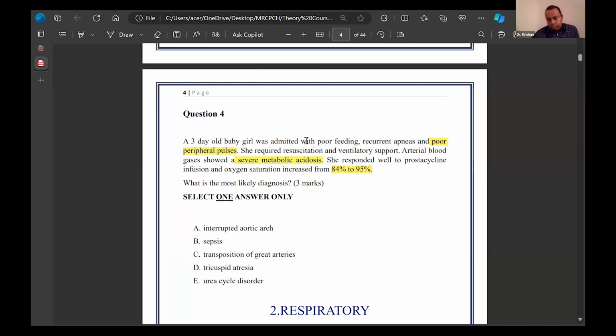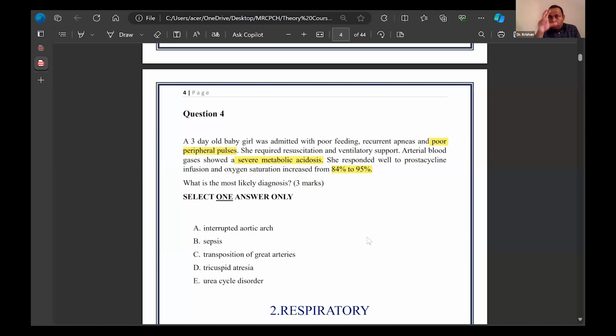Now here, how are we going to approach this question? A few things that we need to know here: prostaglandin helps babies if it was a duct-dependent circulation, duct-dependent problems. Children might get better when they get prostaglandin.